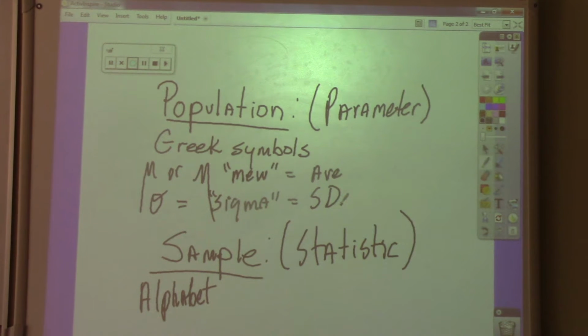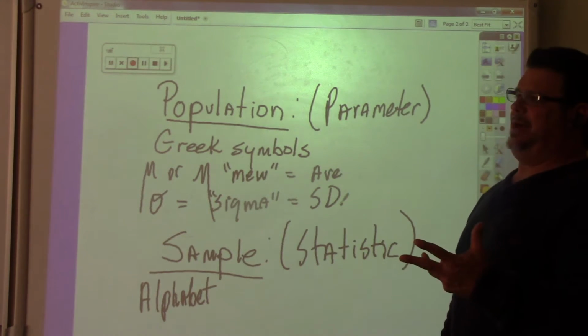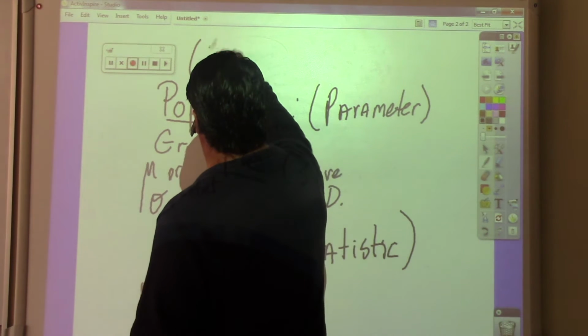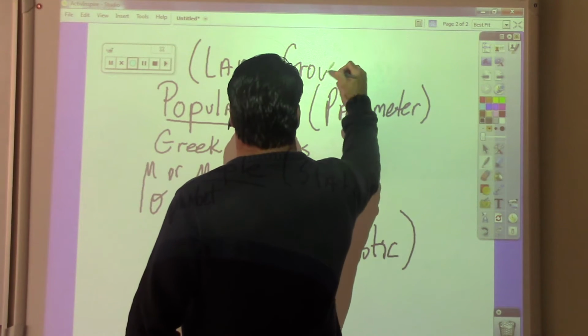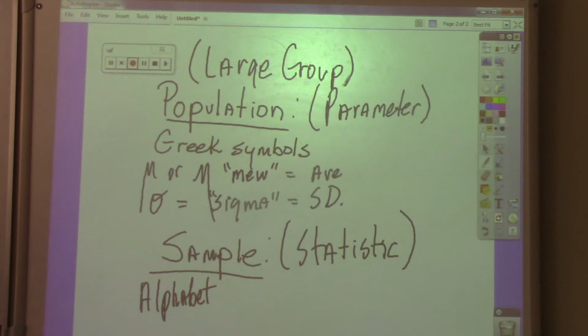Now the population is usually what the sample predicts for. Why do you not go out and survey everybody in the population? Because the population is the large group. And why don't you want to survey the large group? Because it costs two things, the two most important things in business: time and money. So do we just throw the population away? No. You use the sample to predict the population.